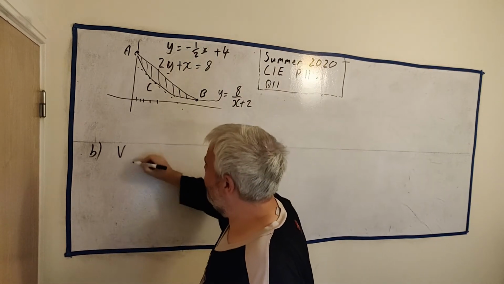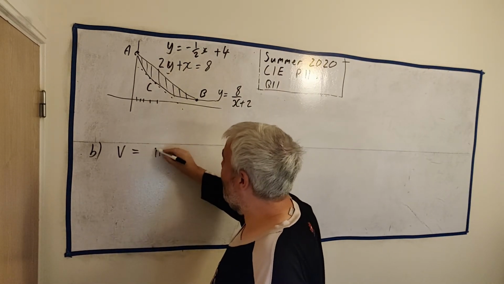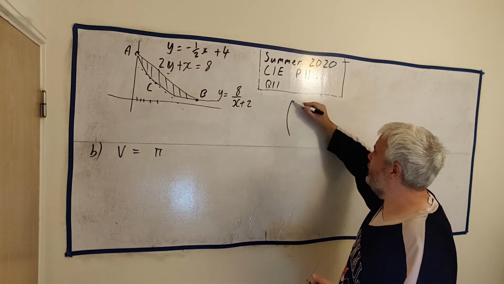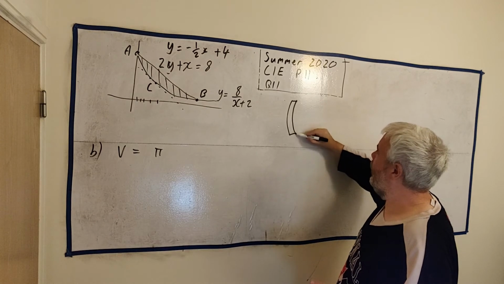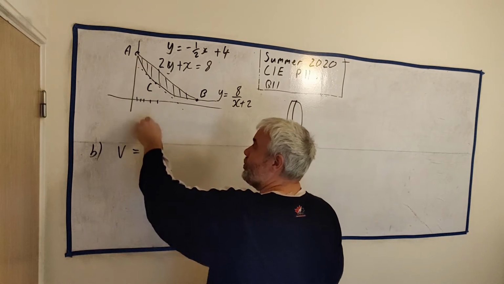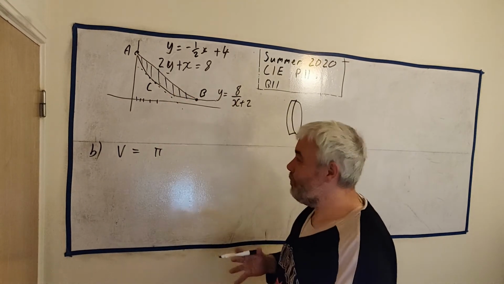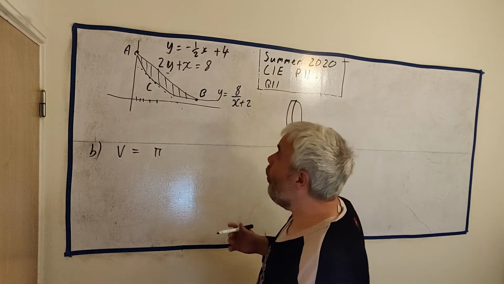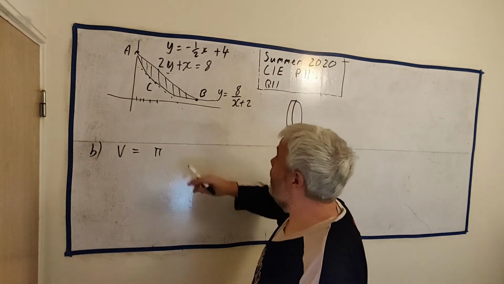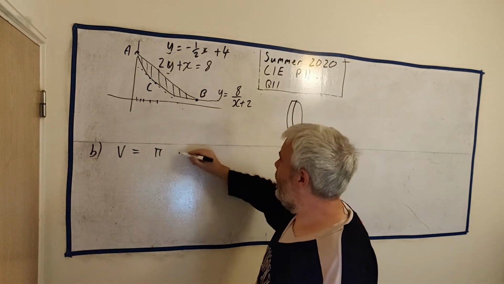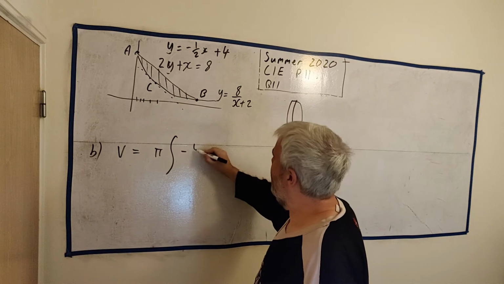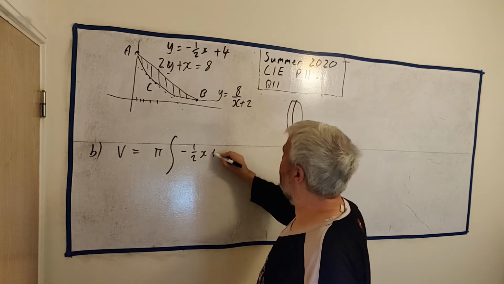The volume here for this first part is going to be equal to pi. Think pi r squared. It's going to be loads of disks. This one disk, another smaller one, another smaller one. So that's why we use pi r squared. The r is basically this height here. So r is going to be y. And we're going to add up loads of them, so we use integration. So it's minus a half x plus 4.